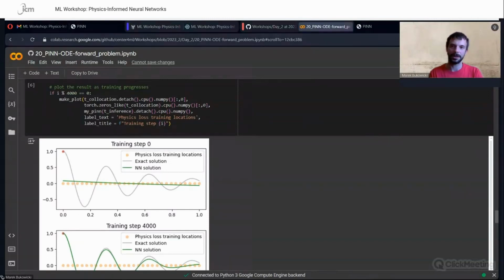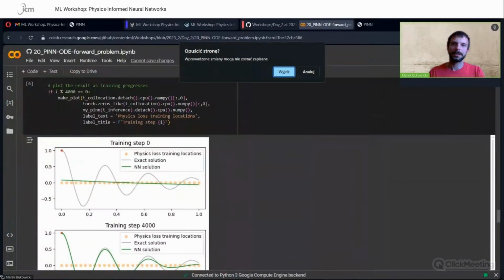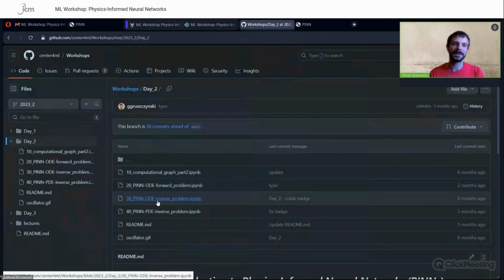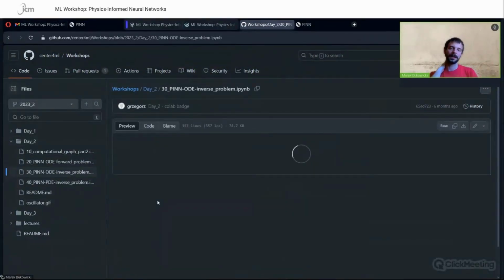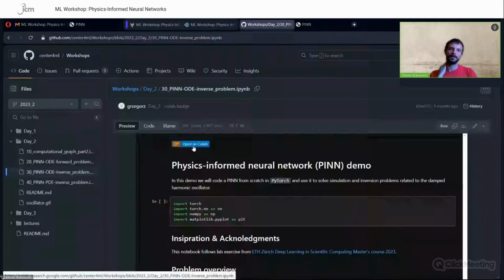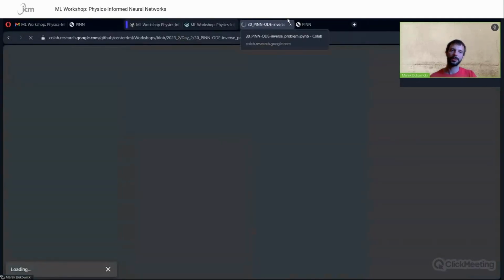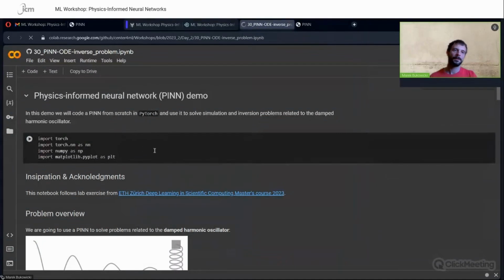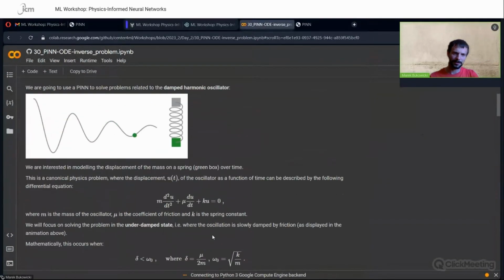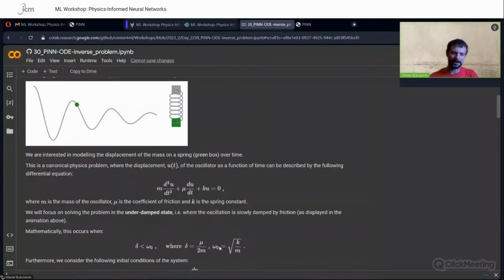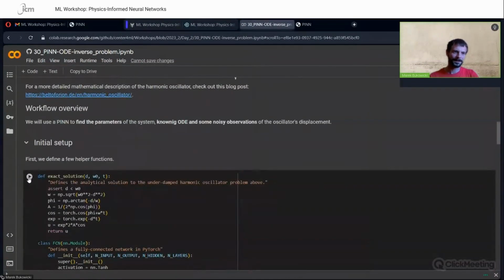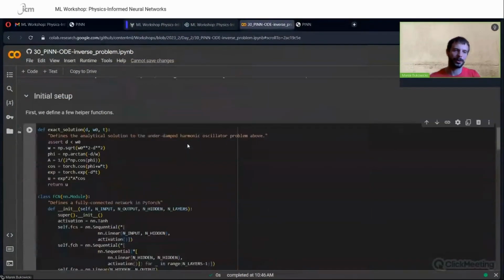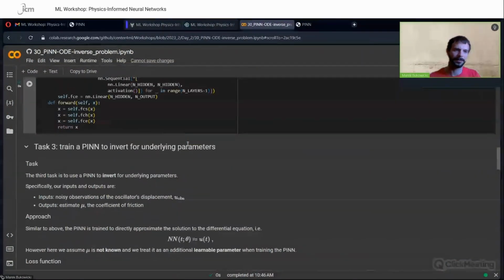Okay, so let's go to the last notebook from my side. This is the inverse problem, and this is very similar to what we had before with the physics loss, but we want to estimate, and actually I need to check if we want to estimate both delta and omega, or only one of them. Here it's all the same, so don't worry that I'm going fast. This is the same as before.